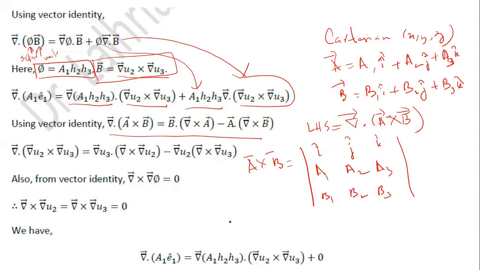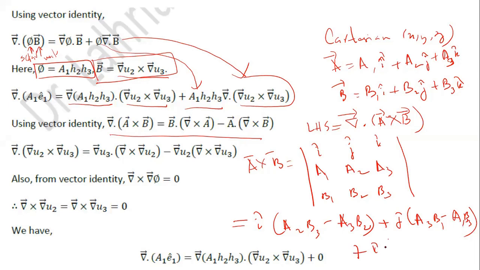Oh, this is going to be too lengthy. Equal to i cap (A2 B3 minus A3 B2) plus j cap (A3 B1 minus A1 B3) plus k cap (A1 B2 minus A2 B1). So this is the divergence, this thing, A cross B. The left hand side is divergence of A cross B. So you can write divergence of A cross B here.